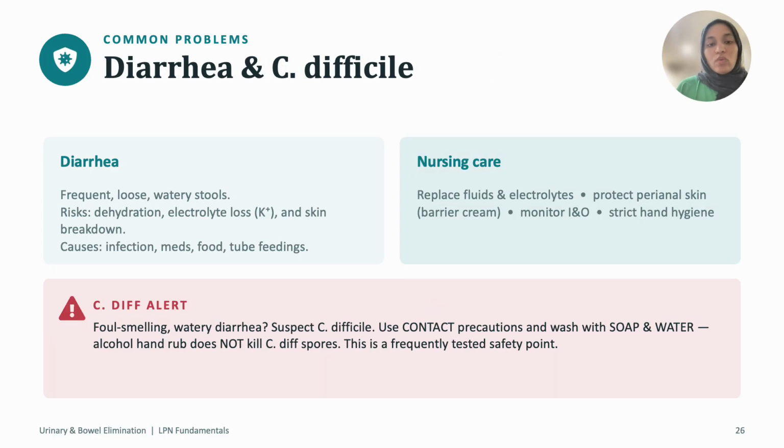All right. What is diarrhea and C. diff? We hear about C. diff all the time in the hospital. Diarrhea is frequent loose watery stool, and the dangers are dehydration, loss of electrolytes, especially potassium, and skin breakdown from the constant moisture. Now, the causes range from infection to medication to tube feedings. Nursing care is to replace fluid and electrolytes. We want to protect the skin with barrier cream. We watch the intake and output, and we're always washing our hands.